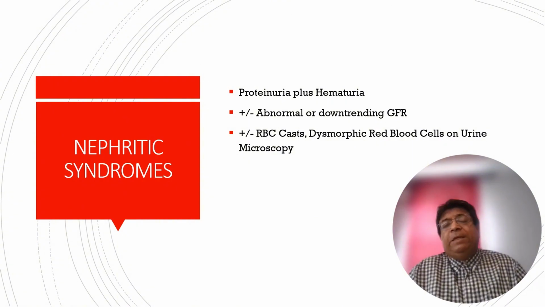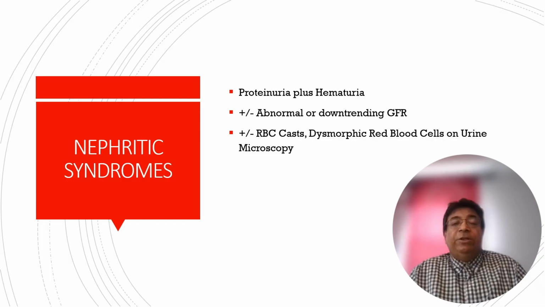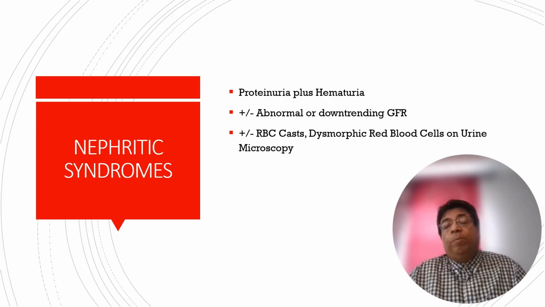So one way to suspect if a nephritic syndrome is present is to become aware that the urinalysis has a combination of proteinuria plus hematuria. And if there's concomitant abnormal or downtrending GFR, then the suspicion becomes a little bit more potent. Then you should always begin with urine microscopy, and you'll be looking for red blood cell casts and dysmorphic red blood cells, and these were discussed in board review volume number 5.